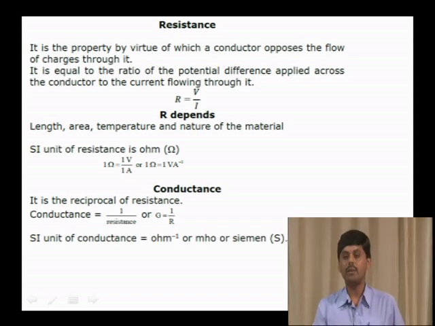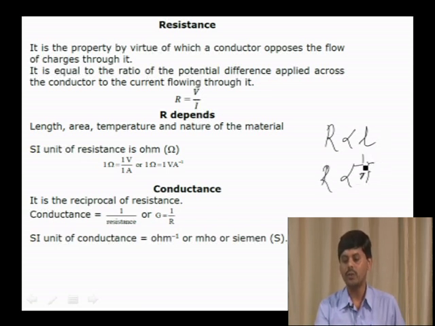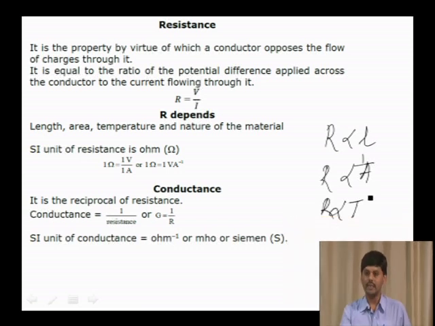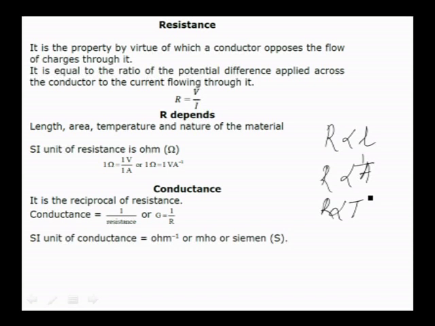This resistance depends on many factors. For example, resistance is directly proportional to the length. Similarly, it is inversely proportional to the area, and it is also directly proportional to the temperature. It also depends on the nature of the material. On these four factors, the resistance of a conductor depends.